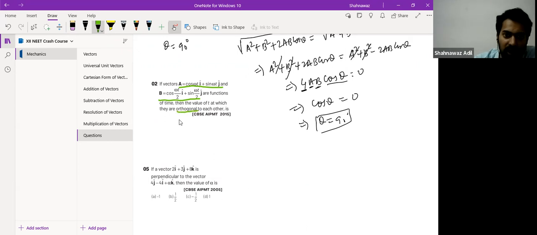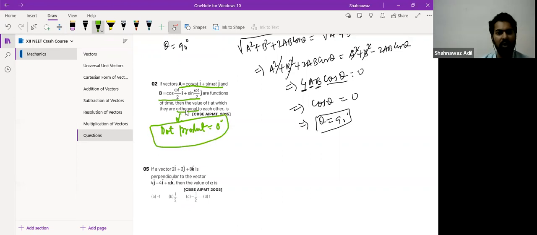So orthogonal means that their dot product is 0, meaning both the vectors are perpendicular to each other. So if they are perpendicular, their dot product will be what? 0. So what will be our approach in this question? We will find the dot product because the dot product is 0. Understood?